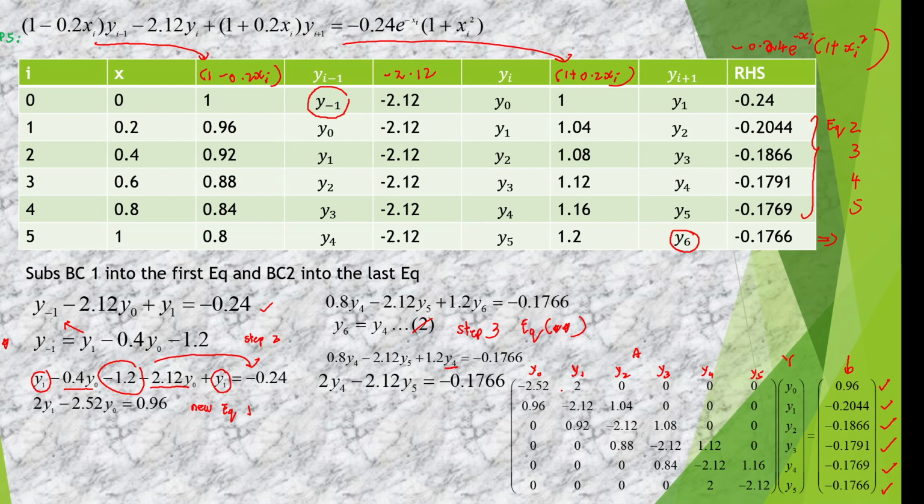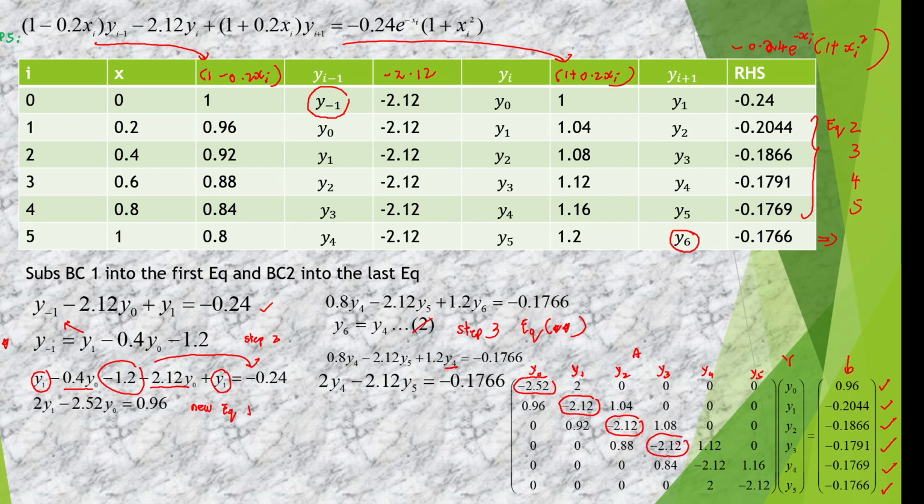For Gauss-Seidel, make sure the magnitude at the diagonal is dominant, meaning it's larger than the other values within the same row. When you see negative 2.52, the magnitude is 2.52, greater than 2, so this row is diagonally dominant. Then check the second row. The magnitude 2.12 is greater than 0.96 added to 1.04, which is 2. So the second row is okay. For the third row, the magnitude is 2.12, and the other two values add up to 2. So 2.12 is greater than 2, and the third row is okay.